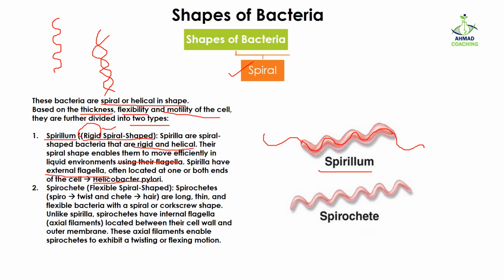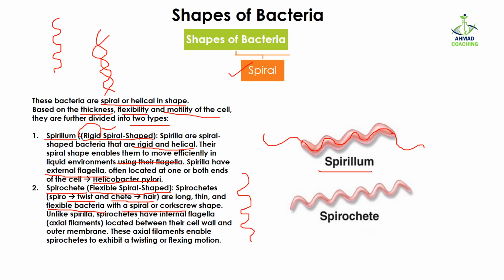The second arrangement is spirochete. Spiro means twist or helical and chete means hair. So they are just like a twisted hair, and we know hairs are soft and flexible. This is why the spirochetes are flexible spiral-shaped bacteria. Because they look like hair, that's why we call them this, because they are flexible. They are long, thin and flexible bacteria with a spiral or corkscrew shape. Unlike spirilla, spirochetes have internal flagella.